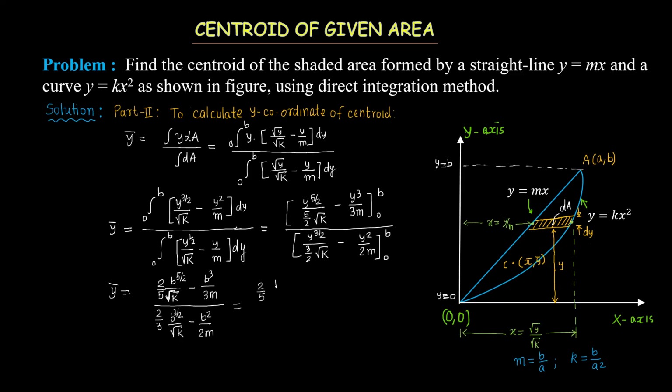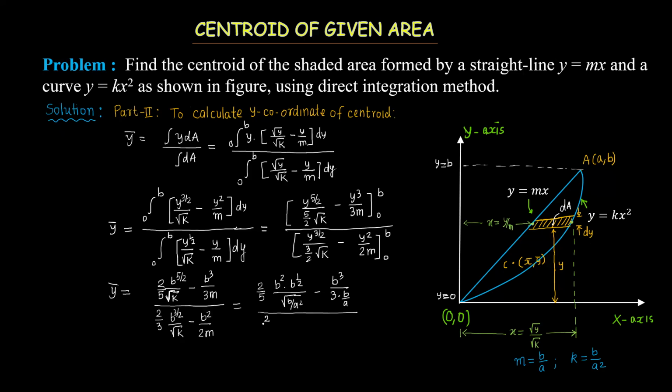It is going to be 2 by 5 b raised to 2 times b raised to 1 by 2. Pi by 2 is b raised to 2, b raised to 1 by 2. And root k is here, friends. So root k is nothing but, if you see here, root b over root a square. So it is going to be root b over a square. I'm substituting the value of k over here. Minus, now here b cube is there, divided by 3m. The value of m is b by a. I'm going to put b by a here, straightforward.